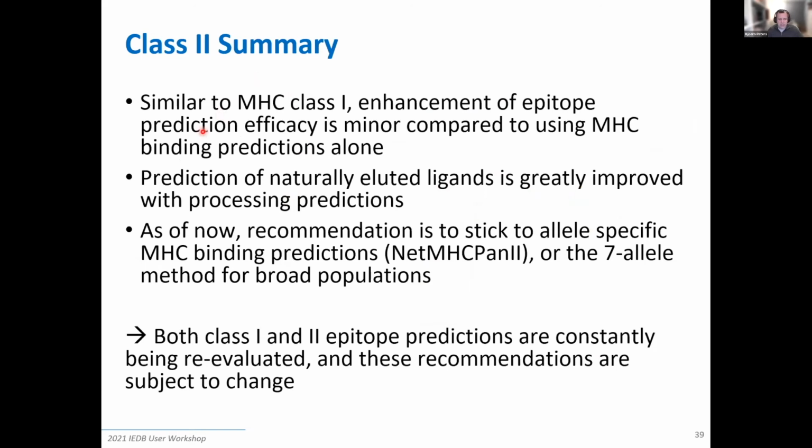So summarizing this, similar to class 1, the enhancement of prediction efficacy is minor compared to using the MHC binding predictions. We can greatly improve the performance of identifying naturally eluted ligands, but that in itself is typically normally not that interesting. We want to normally get at epitopes. So as of now, we recommend to keep it simple and stick to the recommended MHC binding predictions, either for specific alleles using the consensus in that immunogen2 pan or the 7 allele method. And with that, I am done.